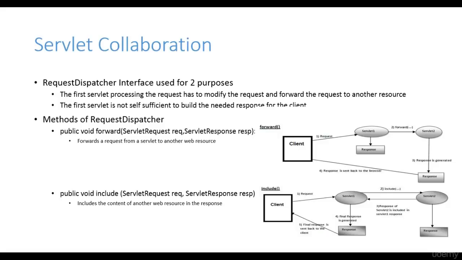Secondly, when the first servlet is not sufficient to build the needed response for the client, the first servlet forwards the request to another resource, which may be an HTML, servlet or JSP, and includes the contents of the second resource in the response. Final response is sent by the first servlet to the client. I will demonstrate how I am using Request Dispatcher for servlet collaboration in our app when I show you the code a little later.